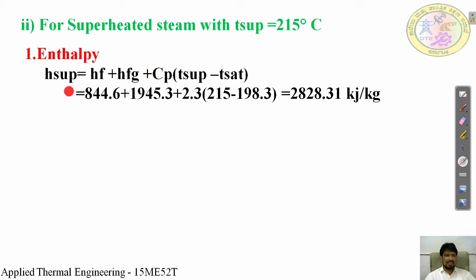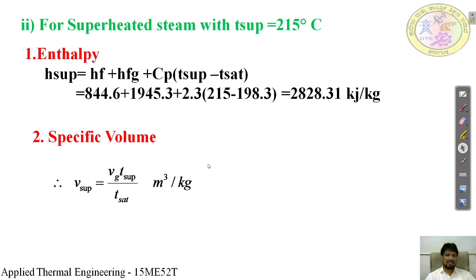In this given problem, we know all the values. Hf from the steam table is 844.6, plus Hfg is 1945.3, plus Cp, which is given as 2.3, times the superheated temperature, which is 215, minus the saturated temperature, which from the steam table is 198.3. After calculating this, you will get 2828.31. So this is the enthalpy of superheated steam.